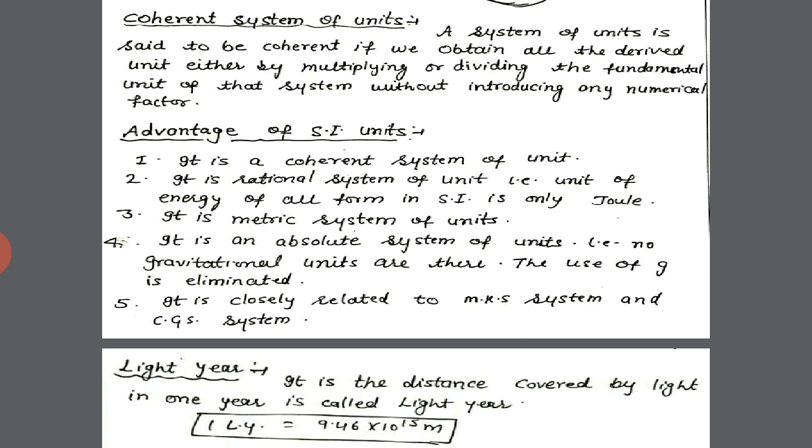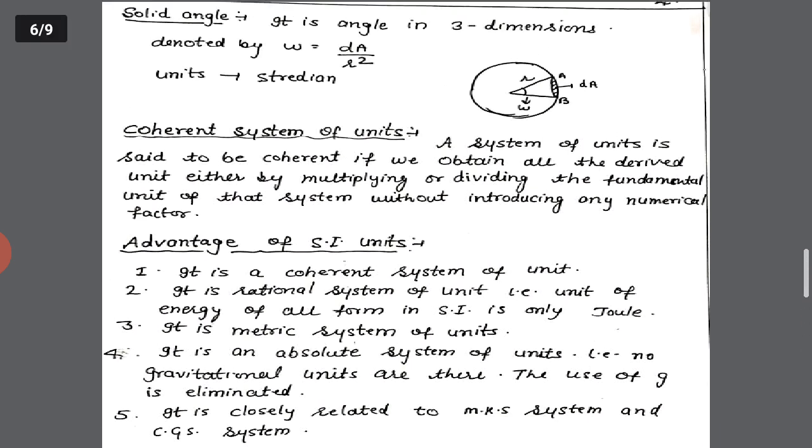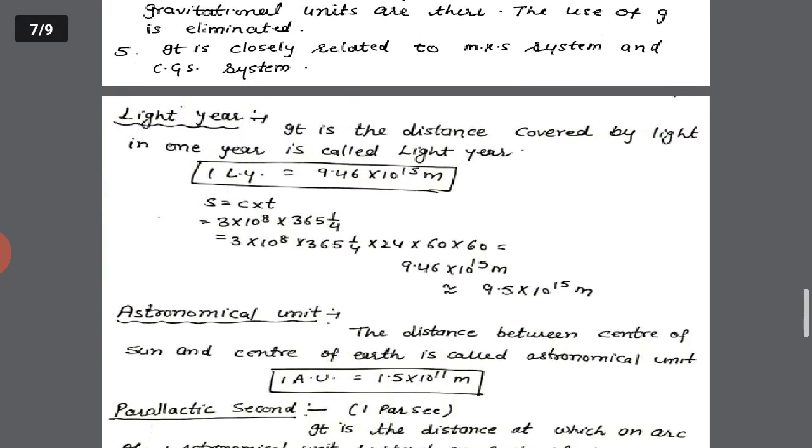It is a metric system of units. It is an absolute system of units. No gravitational units are there. The use of g is eliminated in this particular system, and it is closely related to the MKS system and the CGS system also. So in this particular slide, we studied solid angle, the coherent system of units, as well as the advantages of the SI system of units. Okay, now move forward.